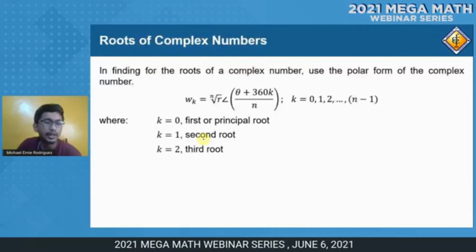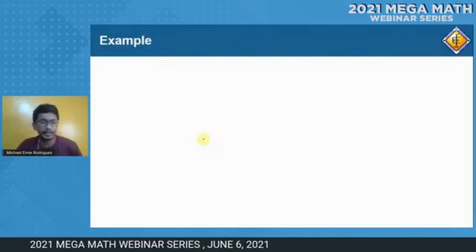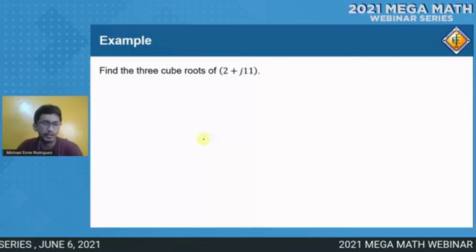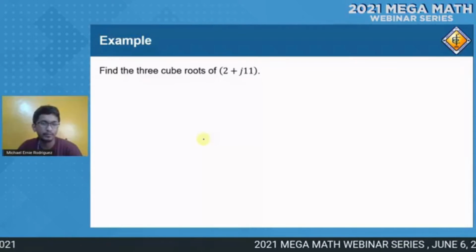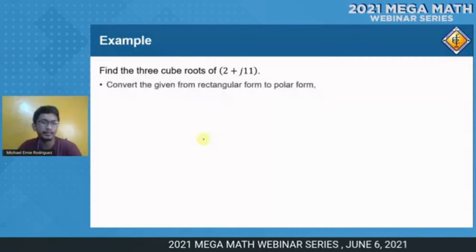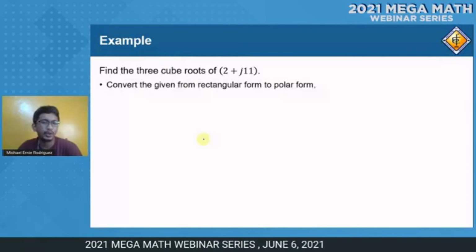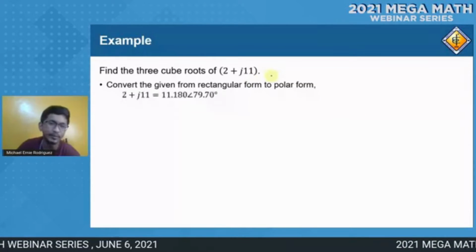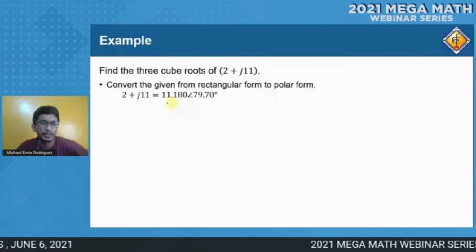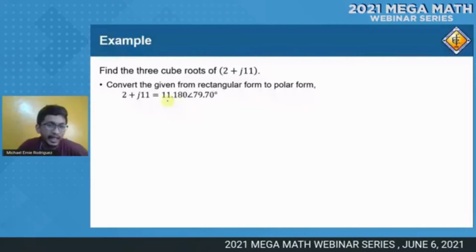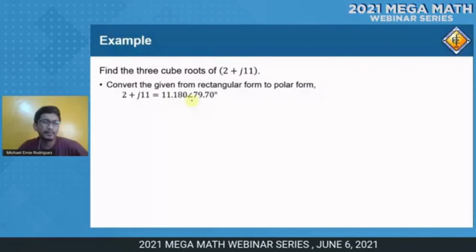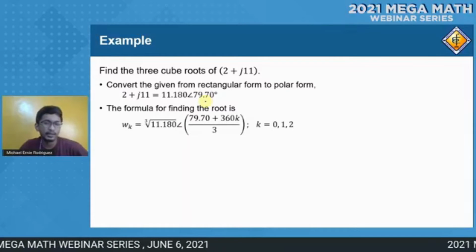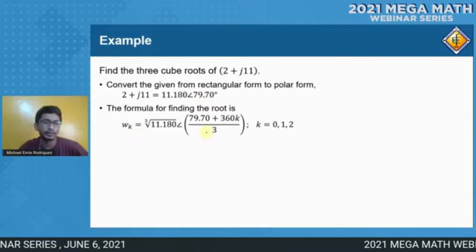Okay. Proceed tayo on the example. So find the 3 cube roots of 2 plus j11. So to find for the 3 cube roots of 2 plus j11, we apply the formula. But first, we convert the given 2 plus j11 to polar form. So convert natin to polar form. This is 11.18 bar angle 79.70. And then the formula, ito, in finding for the root.